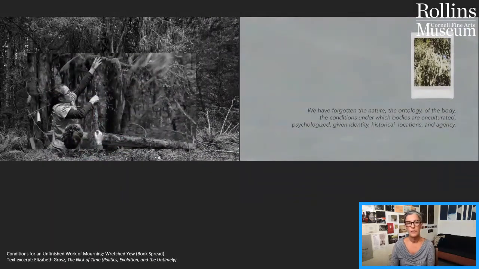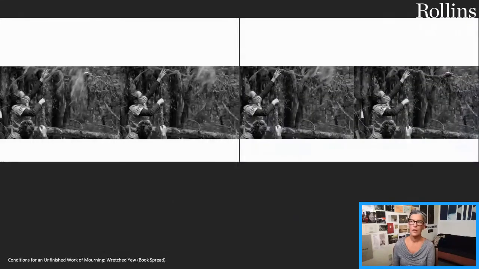And in her book, The Nick of Time, philosopher and feminist theorist Elizabeth Grosz suggests that we have forgotten the nature, the ontology of the body, the conditions under which bodies are enculturated, psychologized, given identity, historical locations, and agency. So there is repetition, duration, exhaustion, all having to do with endurance. Thinking, of course, about these trees, but also of ourselves and our own bodies, our own histories, our own perceptions.